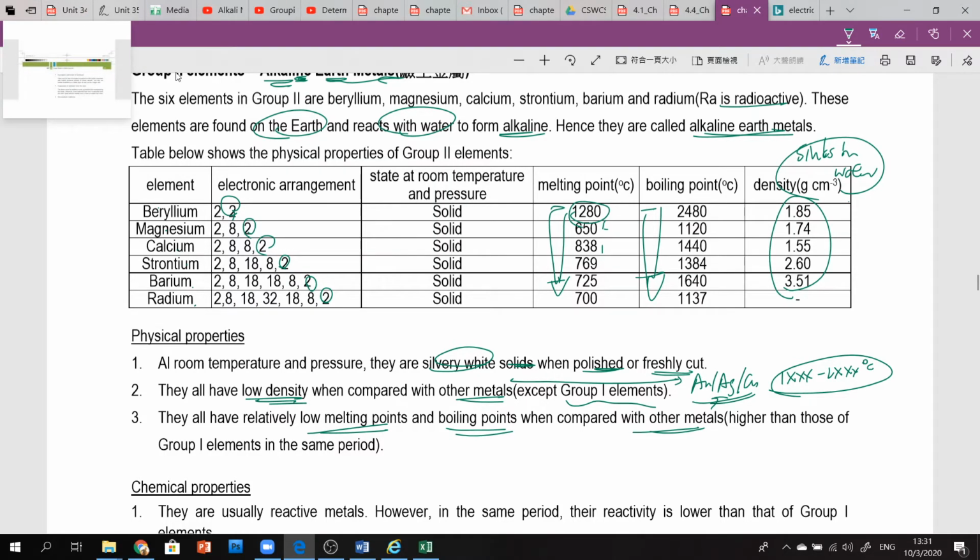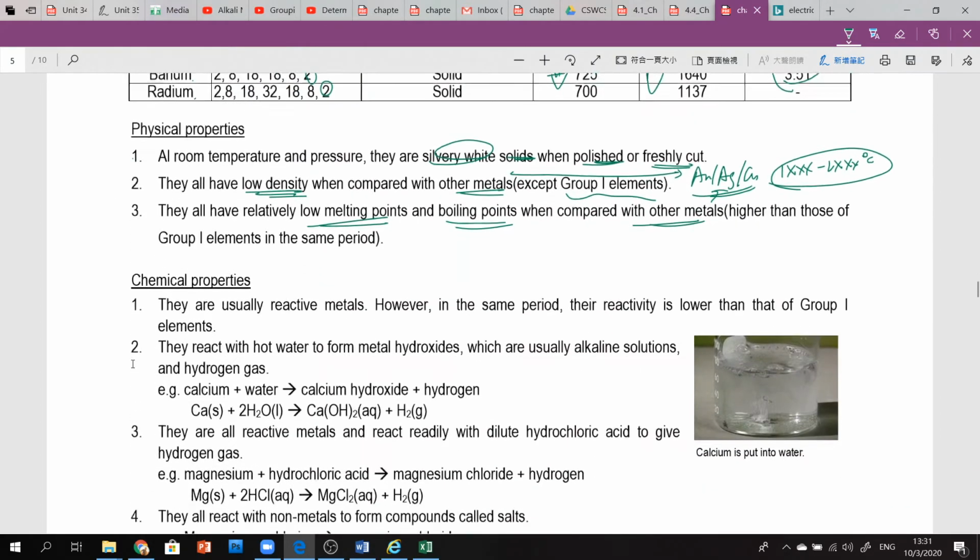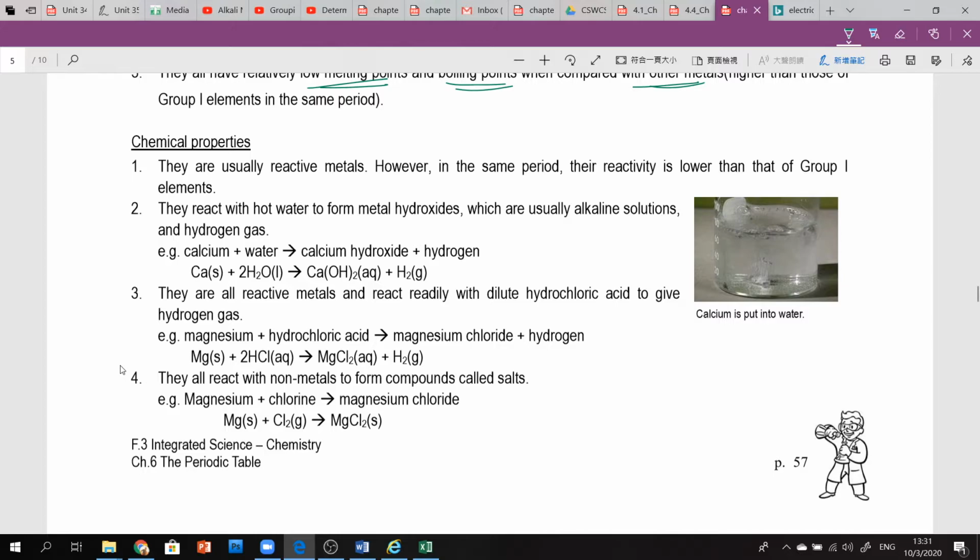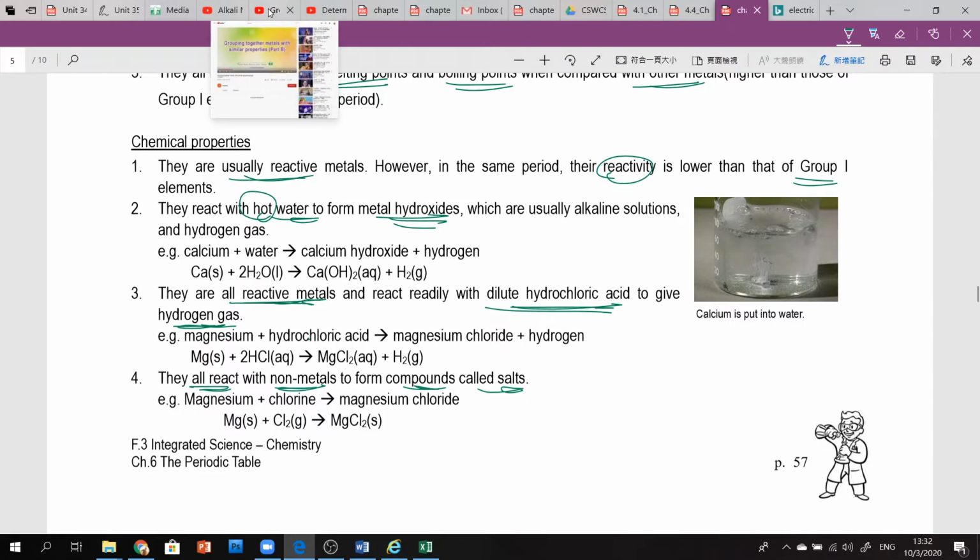How about chemical properties? They are quite reactive, just like group 1, but a little bit less reactive. Compared with group 1 elements, they are less reactive, but usually still quite reactive. When put into hot water, they still form metal hydroxide together with hydrogen. They are quite reactive to acid, so they react with dilute hydrochloric acid to give hydrogen gas. We may see magnesium react with hydrochloric acid to form magnesium chloride and hydrogen gas. They will all react with non-metals to form compounds called salts. So you may find that this is very similar to group 1 metals. The chemical properties are exemplified by reaction with dilute acid.